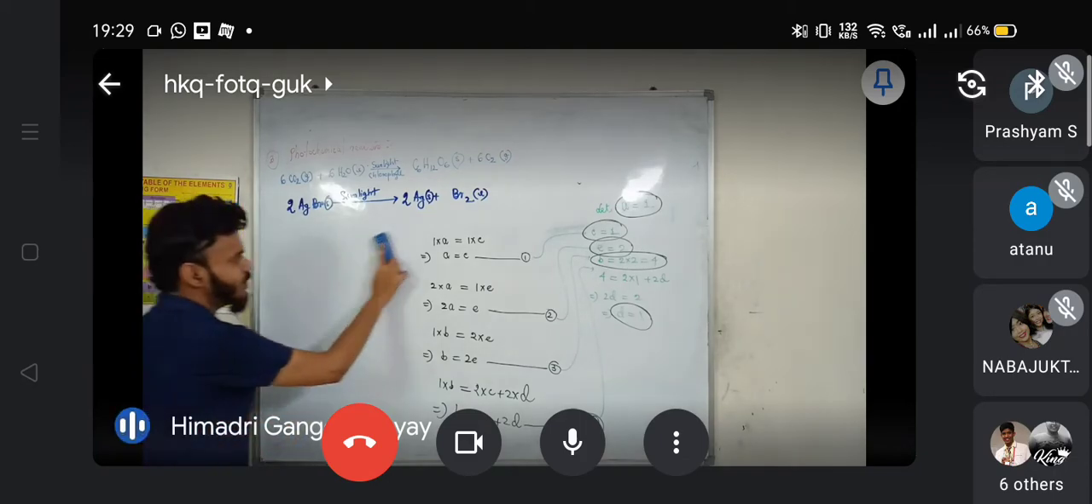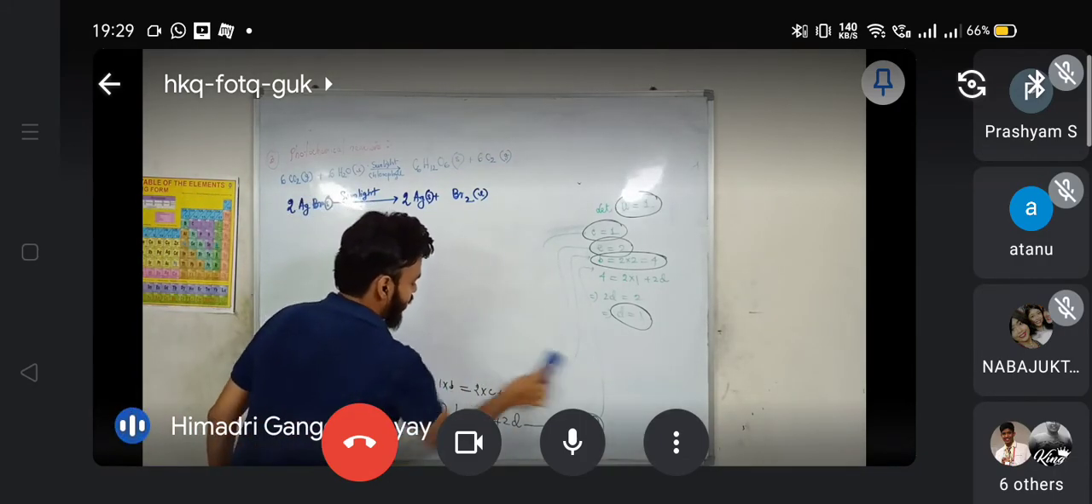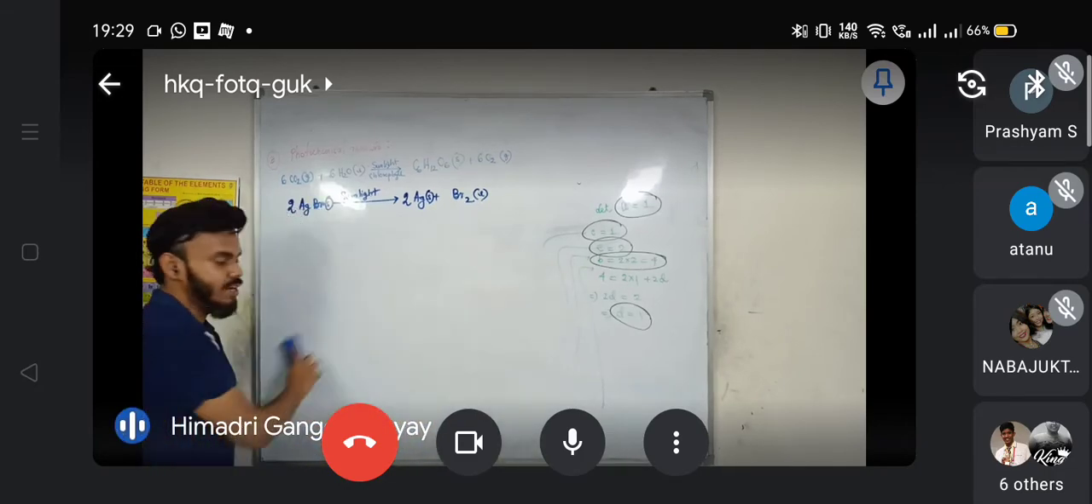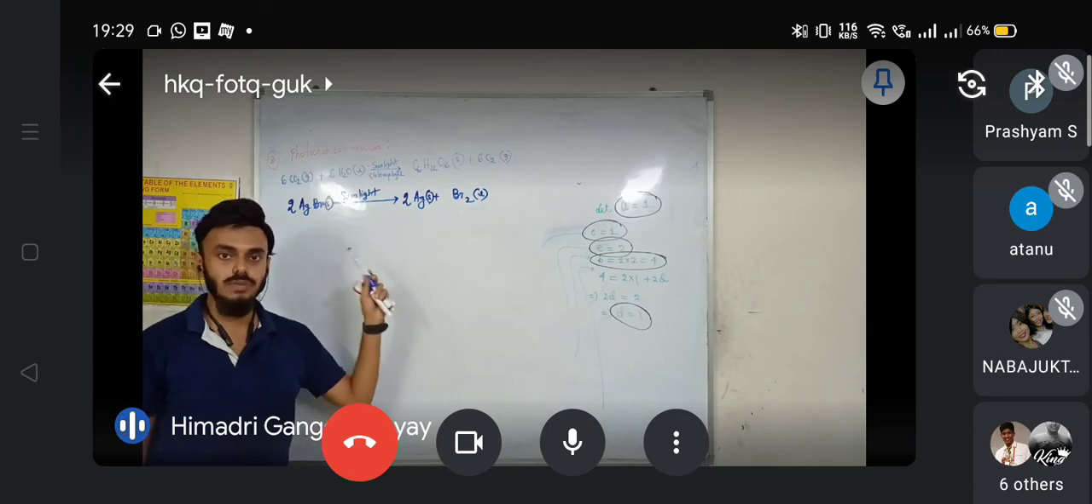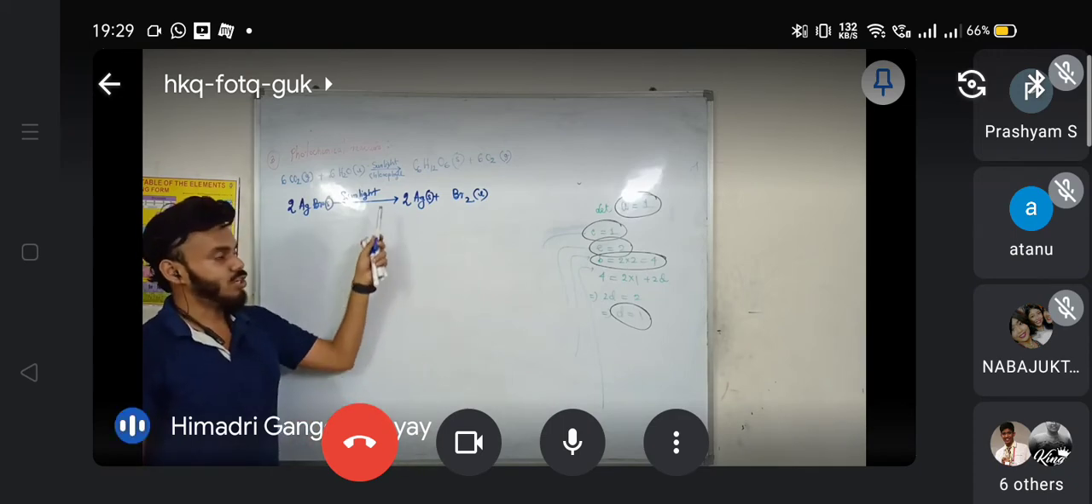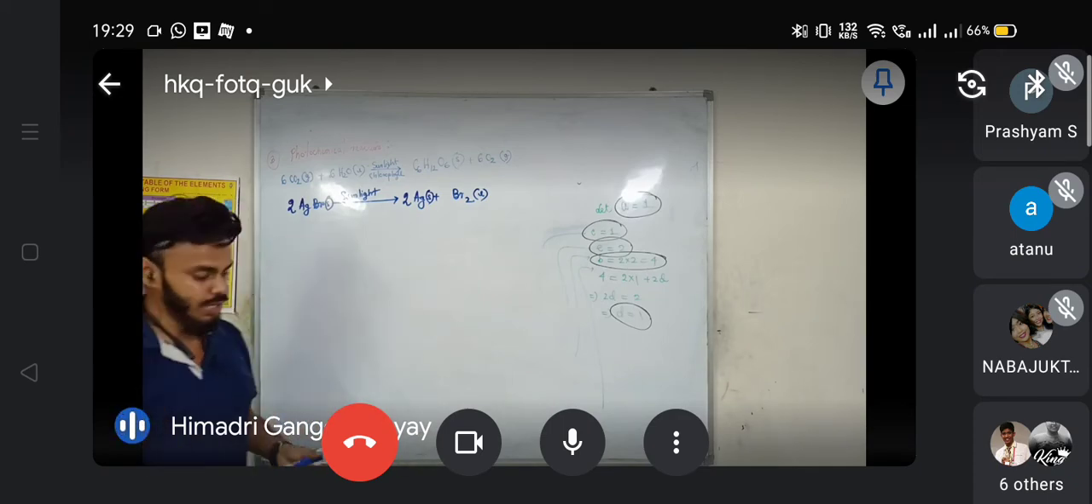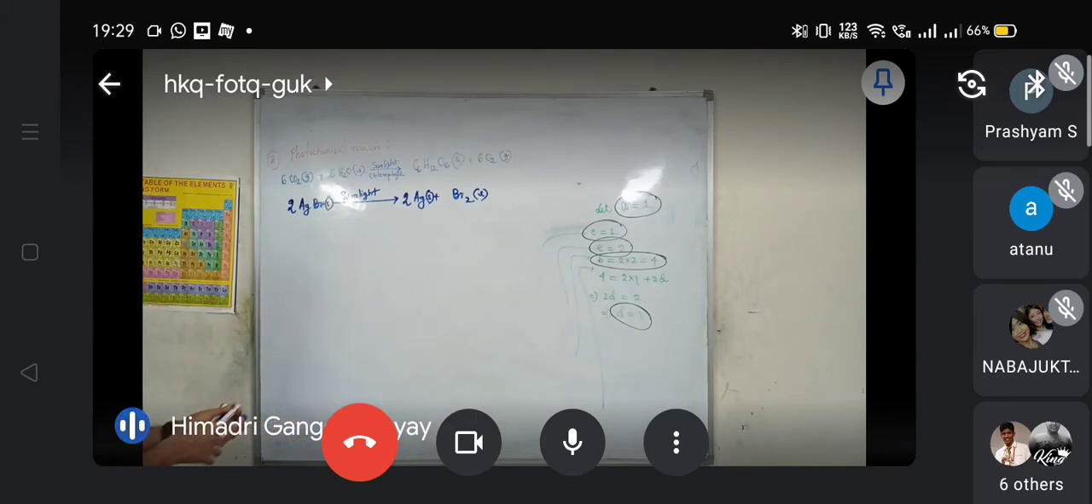So these are the examples of photochemical reaction: decomposition of silver chloride, silver iodide, silver bromide, and the reaction of photosynthesis are the examples. Okay, done. Chalo, next question.